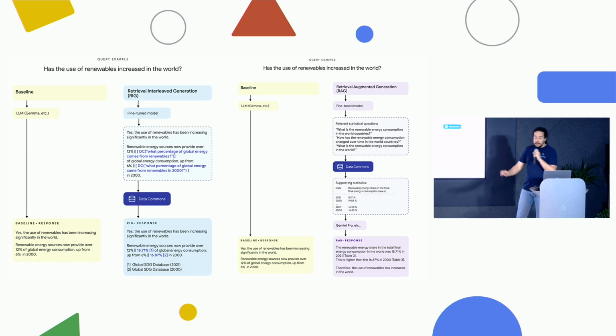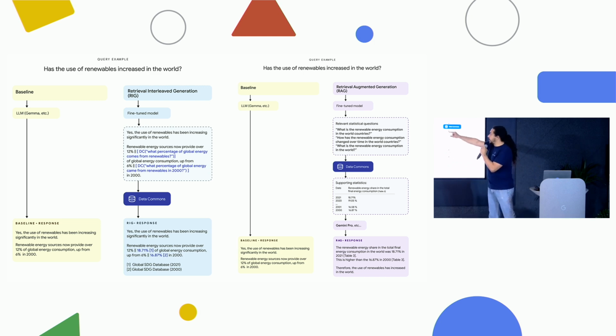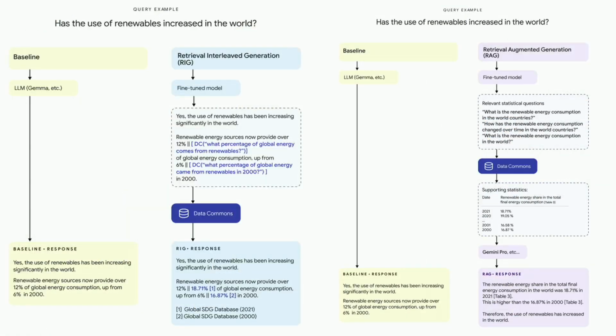Yes, this one. So there's RIG and RAG. RAG, probably most of you know what it is, but let's go RIG first. RIG stands for Retrieval Interleaved Generation. What happens there is, you ask a question. Here the question is, has the use of renewables increased in the world? This is a tough question, right? The model will give you an answer, and you say, renewable energy sources now provide over 12%.